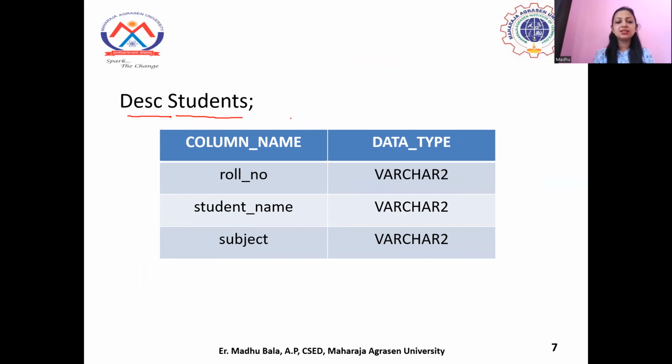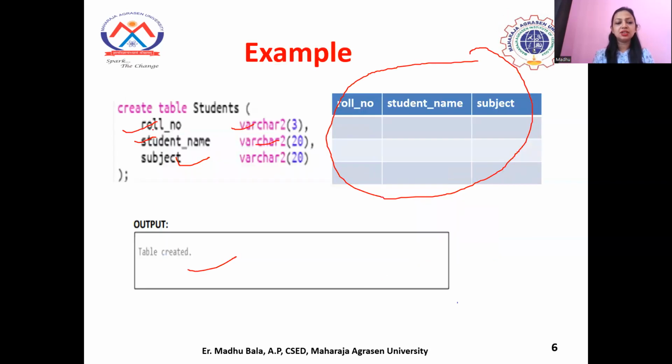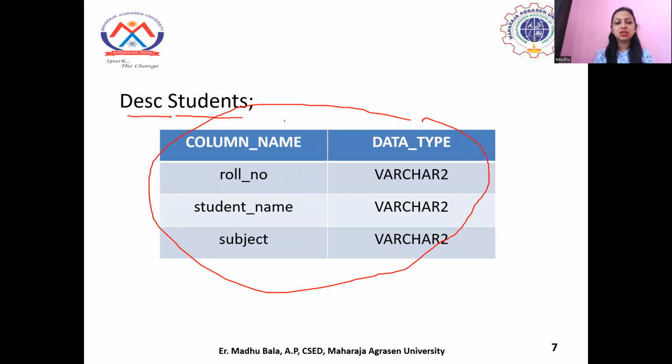So when we will run this command, the output would be like this. It will show how many columns are there in the table and what are the data types these attributes are taking. Like we have mentioned here that we have 3 columns: roll number, student name, subject, and the data type for all these 3 we have taken as varchar2. So it is showing that these are the columns and these are the data types we have taken for this. So in this way, we can create a table.